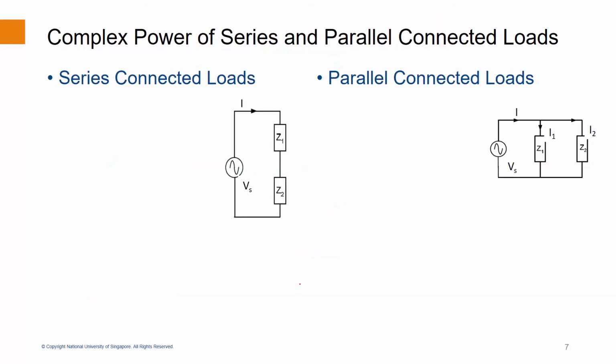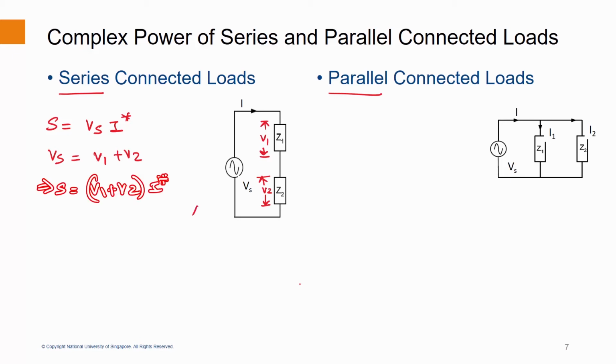Now, let us see what happens to the complex power of loads in series or parallel connections. For the series connected loads, the complex power S is equal to Vs times I conjugate. We can say that the Vs phasor is equal to the sum of V1 and V2 phasors. Thus, S is equal to V1 plus V2 times I conjugate, or V1 I conjugate plus V2 I conjugate. This is the same as the sum of the complex power of the individual loads.